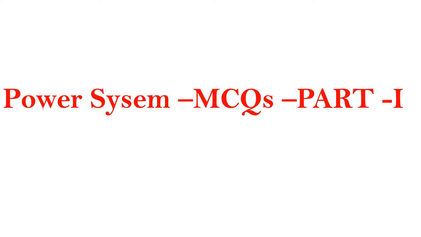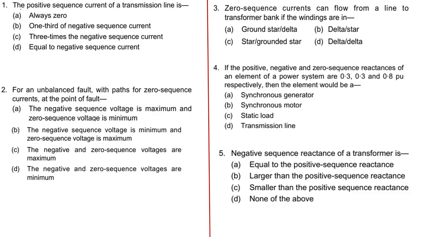In this video, I am going to explain important MCQs in power system. Question number 1. The positive sequence current of a transmission line is A. Always 0, B. 1/3 of negative sequence current, C. 3 times of negative sequence current, D. equal to negative sequence current.